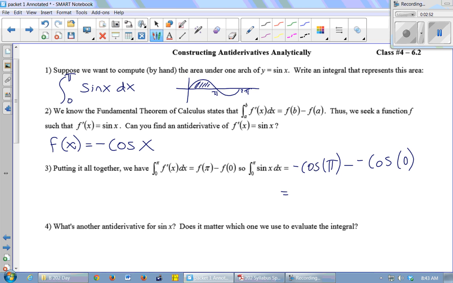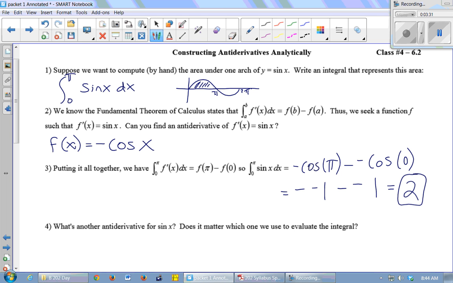What's the cosine of pi? Negative 1. So this is negative, negative 1, minus negative, what's the cosine of 0? 1. So I've got negative, negative 1 minus negative 1. That's 1 plus 1, which is 2. Everybody got that? Make sense?